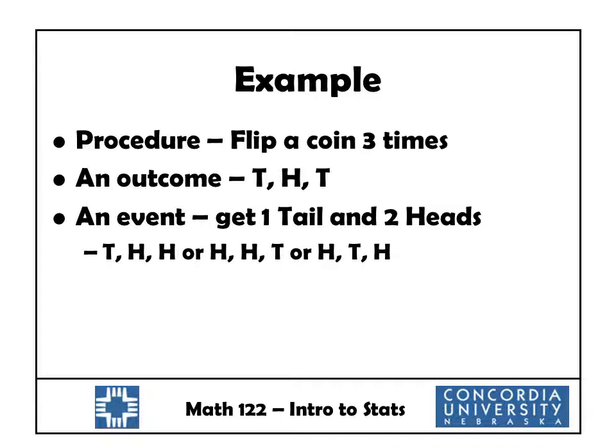An event we can describe in several ways. We could describe it in words or as a list of outcomes. As an example of an event, we could get 1 tail and 2 heads. That's a description in words. A description in terms of the outcomes would be tails, heads, heads, or heads, heads, tails, or heads, tails, heads. See that in all 3 of those outcomes we get exactly 1 tail and 2 heads. So the collection of those 3 outcomes would constitute this event.